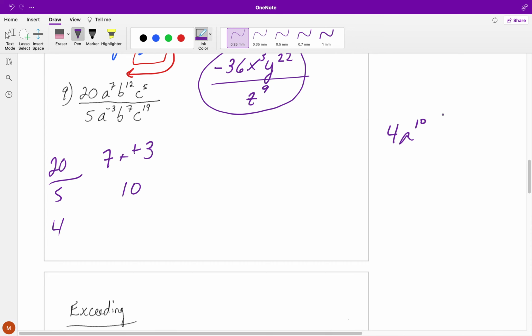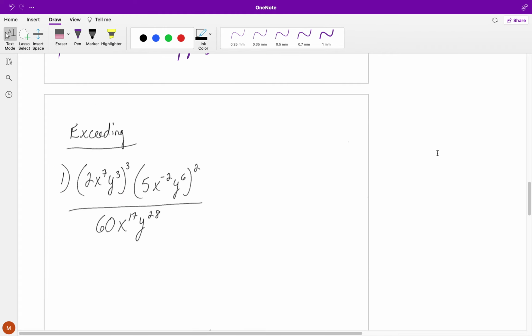Then I have more b's in my numerator, so it's going to be b, and 12 minus 7 is 5, so b to the 5th power. And here I have more c's in my denominator, so I'm going to put it over c, and 19 minus 5 is equal to 14, so it becomes c to the 14th power.